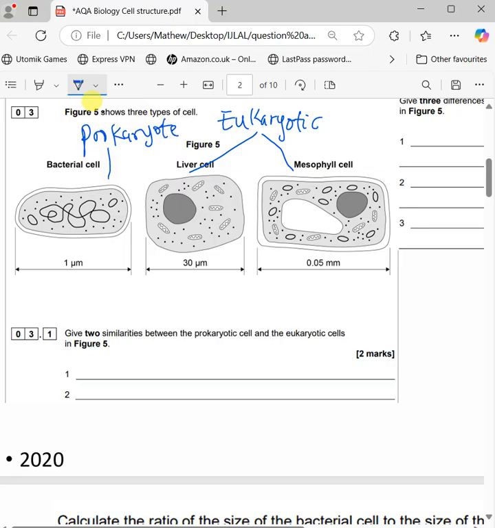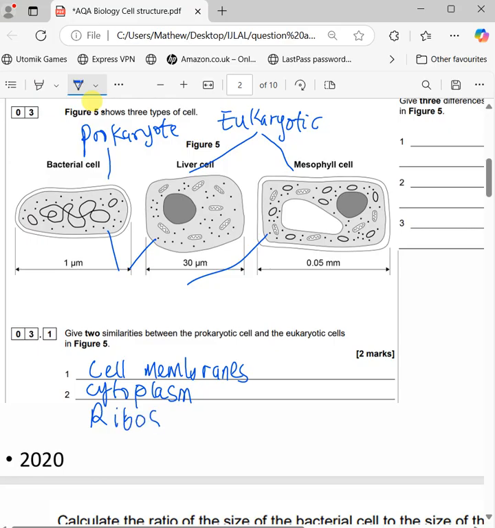Now, two similarities all of them have is that both prokaryotes and eukaryotes have cell membranes. Another thing is that both of them have cytoplasm. You can also see this dot here, which means both of them also have ribosomes. That's it.